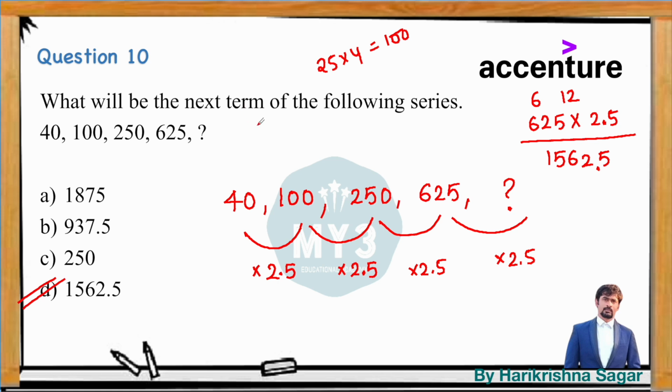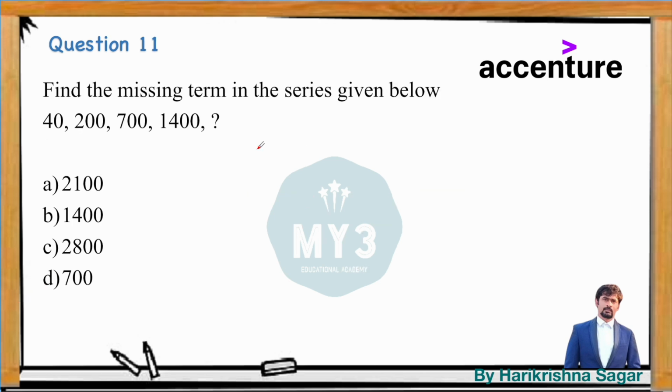That means basically it is a question of geometric progression with a common ratio of 2.5. So in Accenture, definitely one question they are connecting with the geometric progression with any one common term or multiplication term. You just observe that pattern and you can easily mark the answer choice. Let's look at the next question available here.